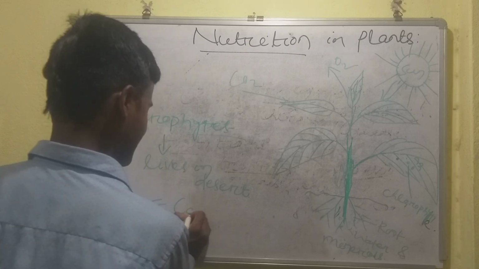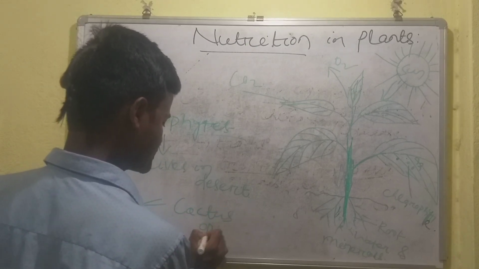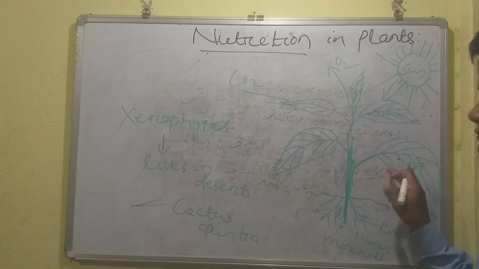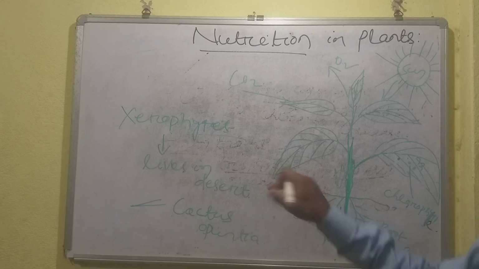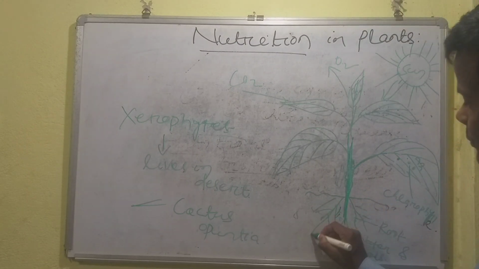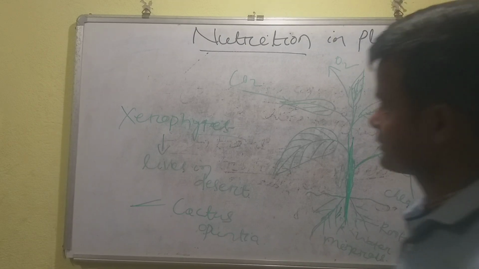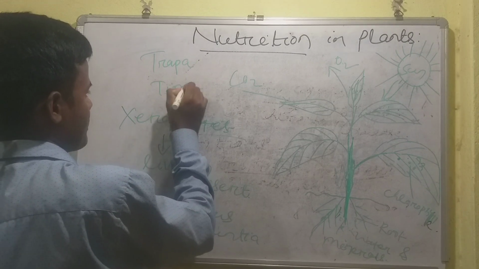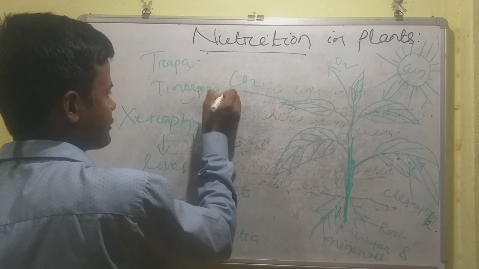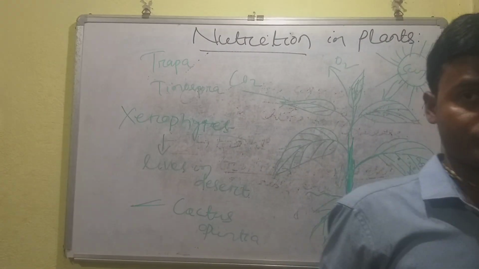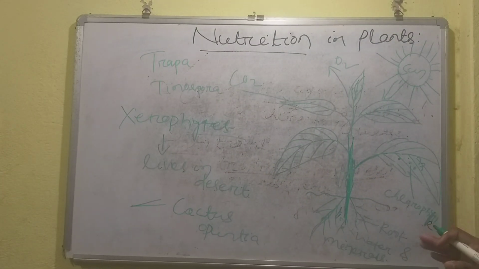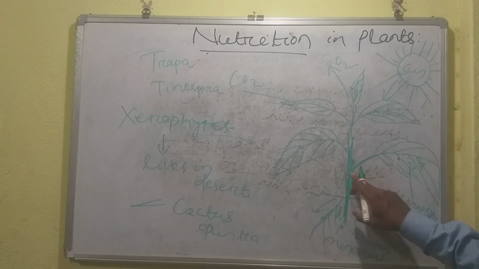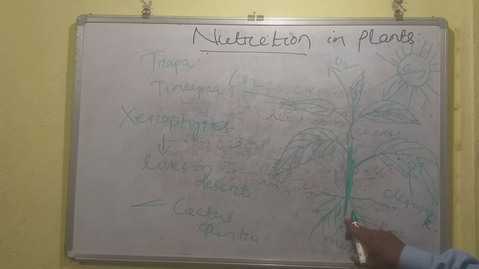So xerophytic plants do photosynthesis in their stems. These xerophytic plants are cactus, opuntia. These plants do photosynthesis, but not in leaves. They do photosynthesis in stems, and certain plants do photosynthesis in roots, like Trapa and Tinospora. So students, plants do not perform photosynthesis only in the leaves. Plants also do photosynthesis in stems and roots, right?